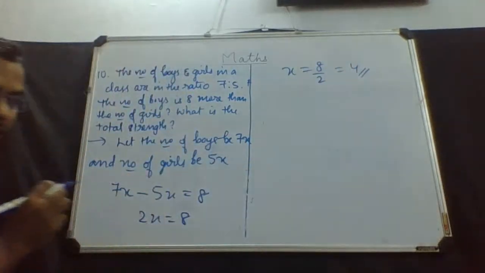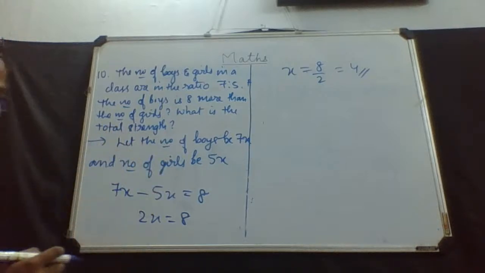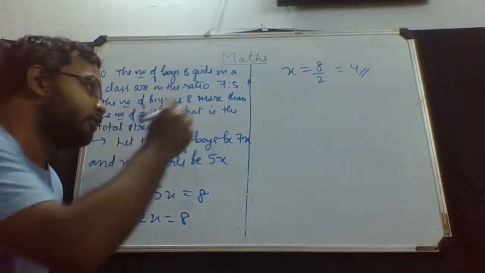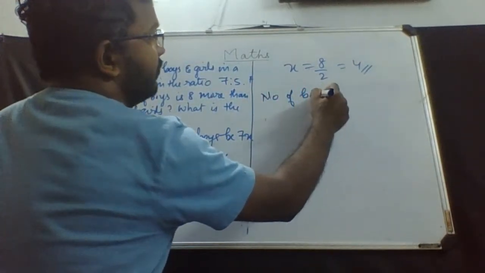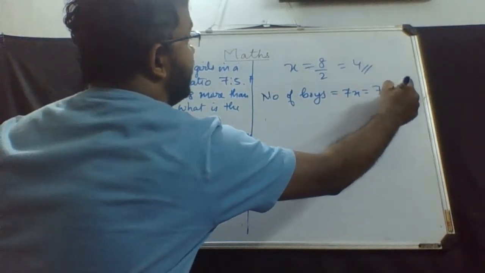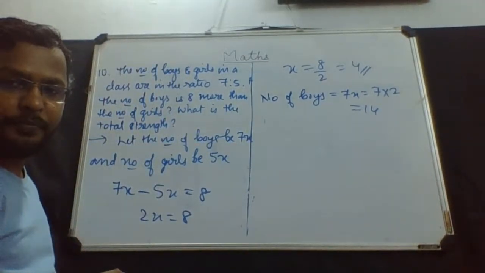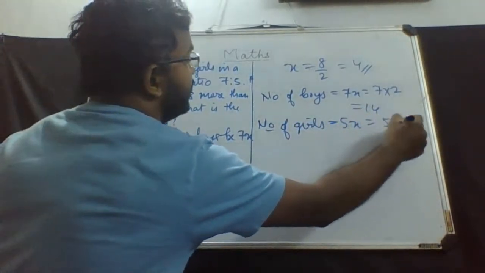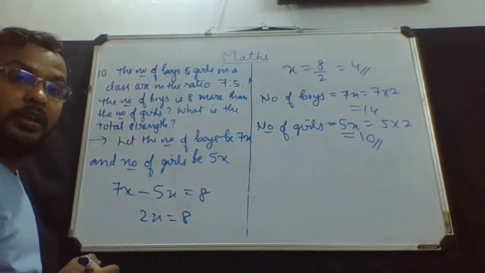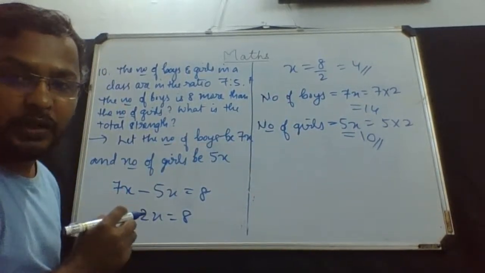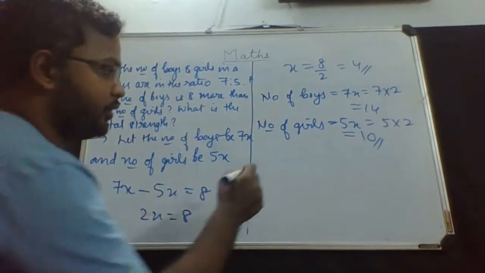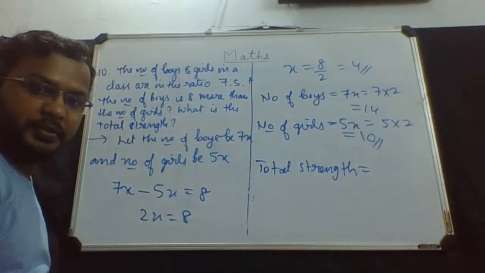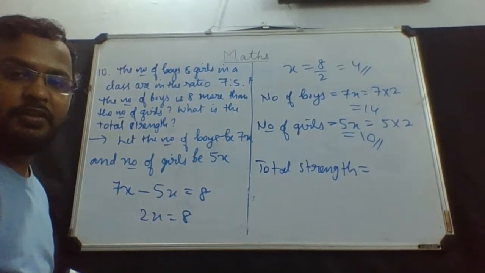You will get 4. Now you have to find the total strength. For finding the total strength, you have to first find how many boys are there and how many girls are there, and then add them. So number of boys is 7x, you'll get 7 into 2, you'll get 14. 14 boys are there. Now number of girls, 5x, that is 5 into 2, you'll get 10. After finding the number of boys and girls, we have to find the total strength. What is your total strength here? You have to add both boys and girls.